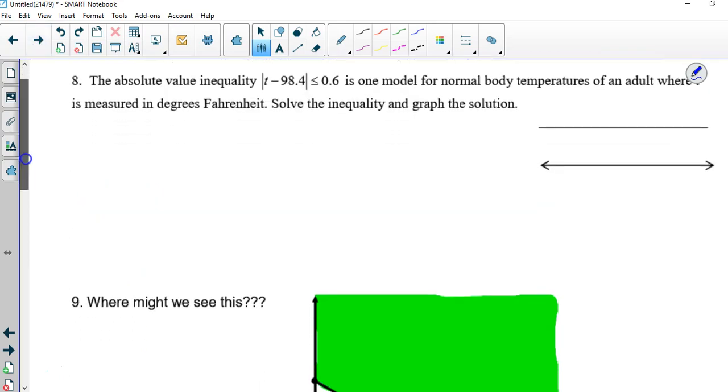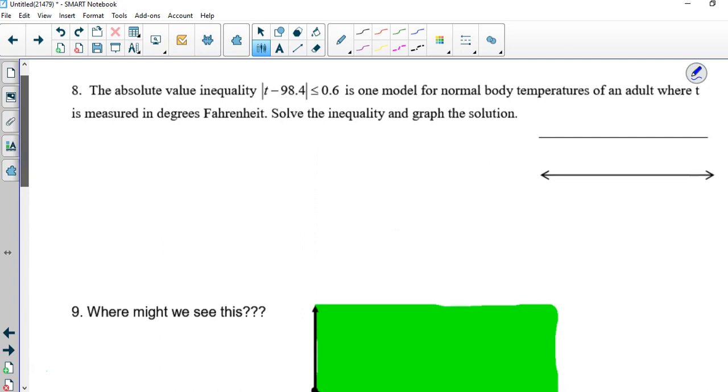Number 8. The absolute value inequality given is the absolute value of T minus 98.4 less than or equal to 0.6 for normal body temperature of an adult, where temperature is measured in degrees Fahrenheit. Solve the inequality and graph the solution. Okay? Well, it's by itself, so I do T minus 98.4 less than or equal to 0.6, and T minus 98.4 greater than or equal to negative 0.6.